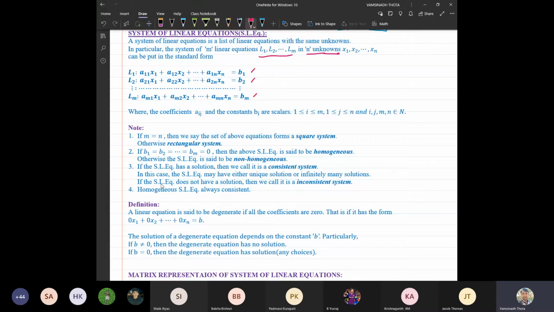Suppose the system does not have a solution, meaning there does not exist a set of n values x1, x2, x3, and so on up to xn, which satisfies all the given equations. There does not exist such a set. Then such a system of linear equations is called an inconsistent system.